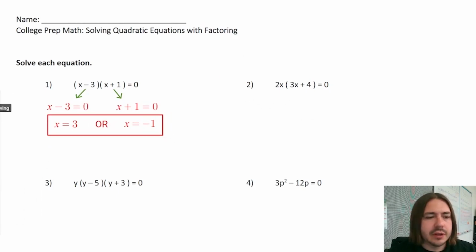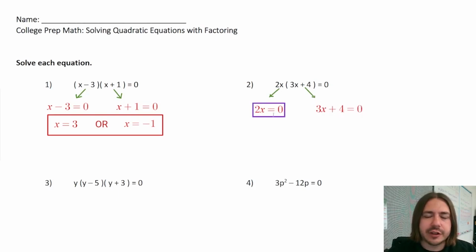Number 2, now this looks a little bit different than number 1, but it is still factored. It's just that the initial factor is a monomial instead of a binomial. But we can still use the zero product property here as well, where we can set each of these factors equal to 0. So we have either 2x equals 0, or we have 3x plus 4 equals 0.